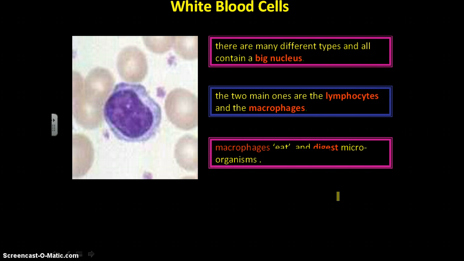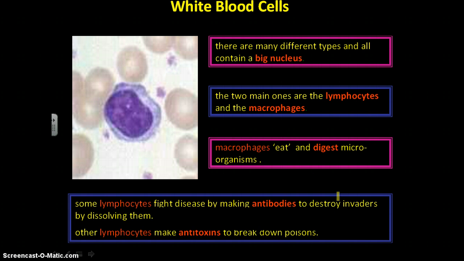White blood cells, there are many different types, and they all contain a big nucleus. So these are going to be part of your immune system. The two main types are the lymphocytes and the macrophages. Macrophages basically eat and digest microorganisms. I like to think of them as the Pac-Man of your immune system. So they come across a cell or a virus or a bacteria that's not supposed to be there, and they basically engulf it and break it down and get rid of it.